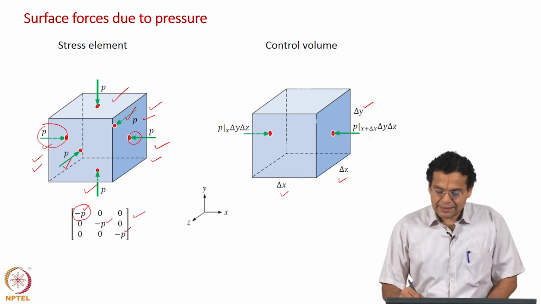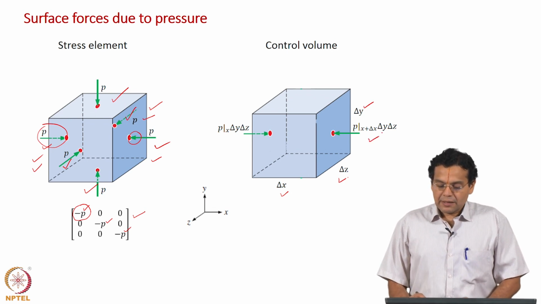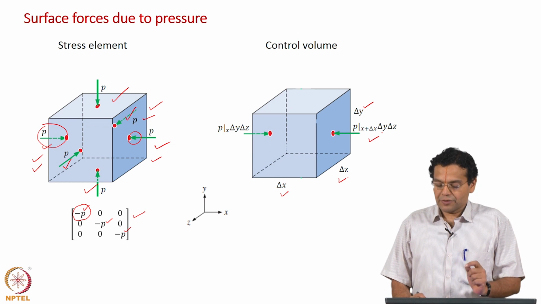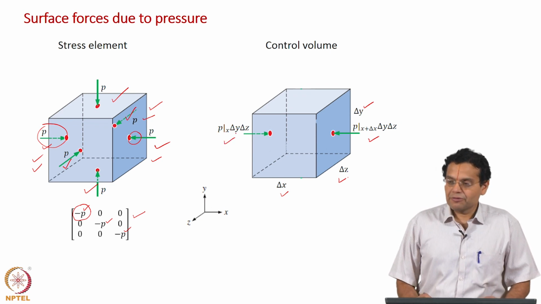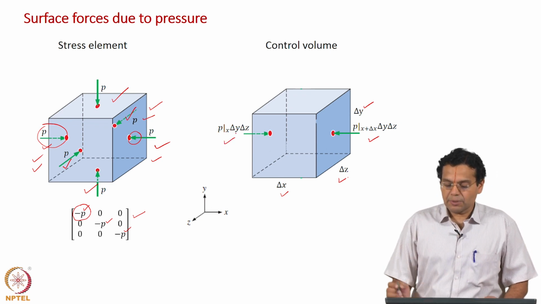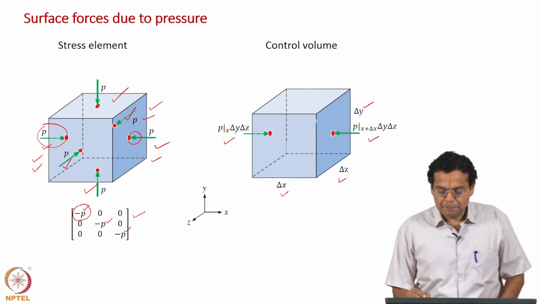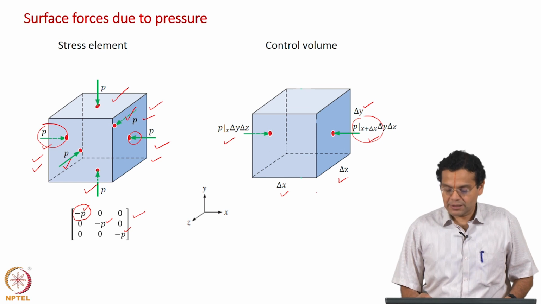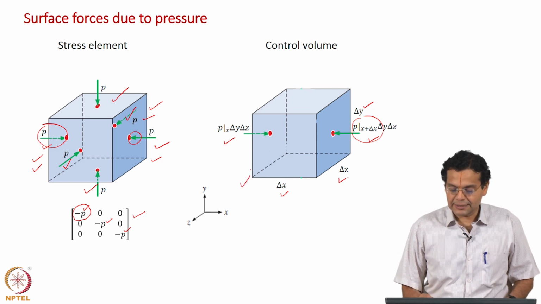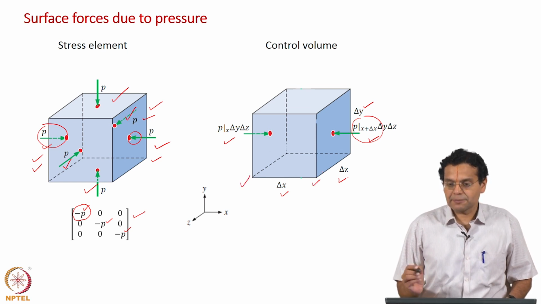Now, let us take the right side face, and the direction of force is along the negative x axis as we have discussed for stress element, and on the left face the direction of force is along the positive x axis. But what is the difference here? It is represented along with the spatial location. We know that this face is at x, the right hand side face is at x plus delta x.